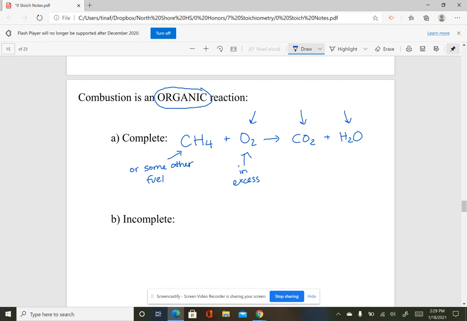Incomplete combustion looks a little bit different. So you still have some sort of a fuel. Whoops, that should have been a 2. I mean a 4. You still have methane gas, and you still have oxygen, but the amount of oxygen you have is limited. So instead of fully combusting and making carbon dioxide and water, you make carbon monoxide and water. So at this point, guys, you would have to be able to identify that it's combustion, complete or incomplete, and maybe balance it. Okay. All right.